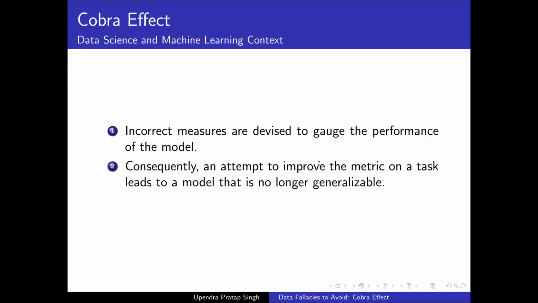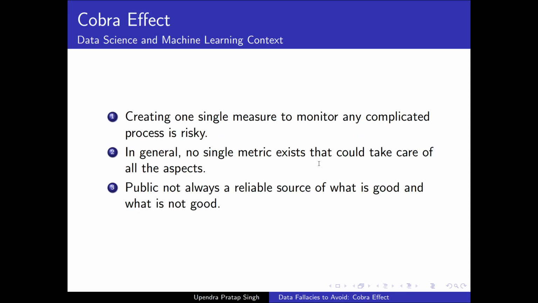Now, when it comes to data science and machine learning, we also have the Cobra effect in the picture. So, how can it be the case? See, sometimes what happens is when we are training a model or when we are building a model, we may end up with incorrect methods to gauge the performance of the model. The performance metrics that we choose, we may choose those metrics incorrectly, and if that be the case, we may get very strong values on those metrics, but eventually the generalization performance of the model is going to be poor, right? So what is the whole essence behind this Cobra effect in context to data science and machine learning?